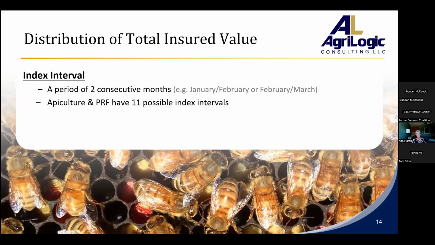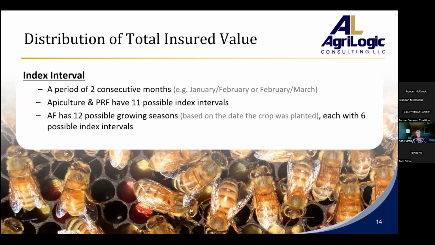Apiculture and PRF have 11 possible index intervals, and annual forage has 12 possible growing seasons. Each of those growing seasons, we'll talk about growing seasons later, each with 6 possible index intervals within them. And not all index intervals are available in all areas. So they fit when the crop is planted, or in the case of annual forage, or the periods of times during the year where, like, for example, PRF is most critical.